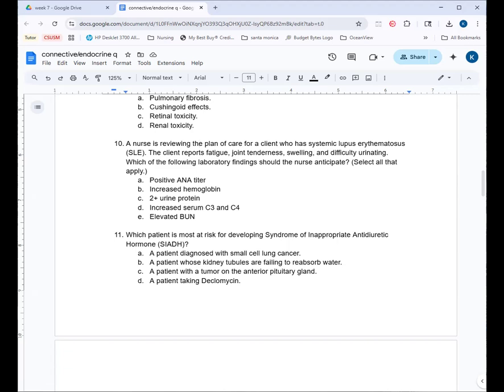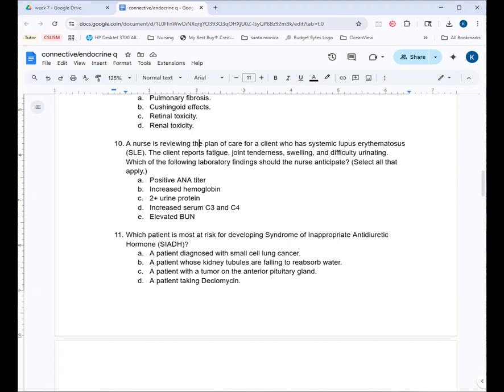Is there anyone else for number 10? Okay. So the answer for this one is going to be A, C, and E. So the positive ANA titer, 2+ urine proteins, and elevated BUN. For this patient, we expect the opposite for the others. For hemoglobin, we expect it to be low because of pancytopenia, and then we expect the serum C3 and C4 to be decreased.